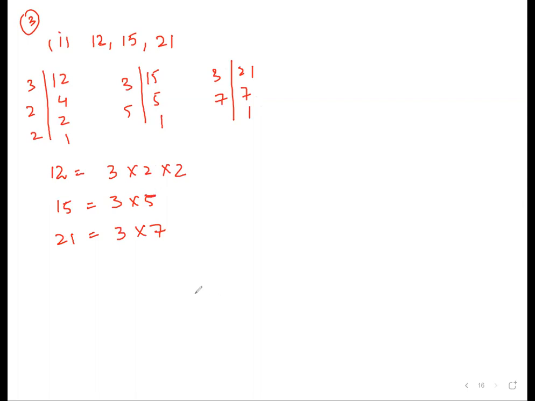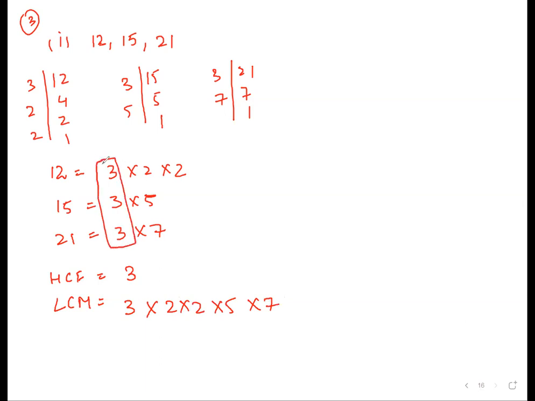Now you have to find LCM and HCF. So HCF, highest common factor, is 3. And LCM, so 3 will be taken one time and all the rest of the numbers. So 2 into 2, then 5 into 7. Is this clear? This 3 was actually common, so it will be taken one time and all the other numbers will be taken. So please multiply it and get the answer. This will be the LCM.